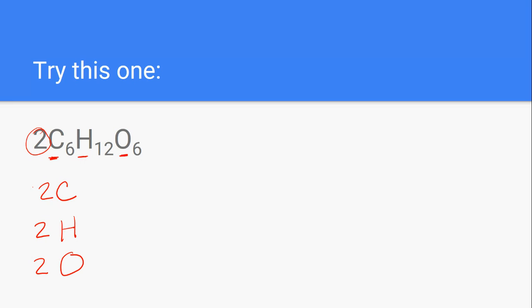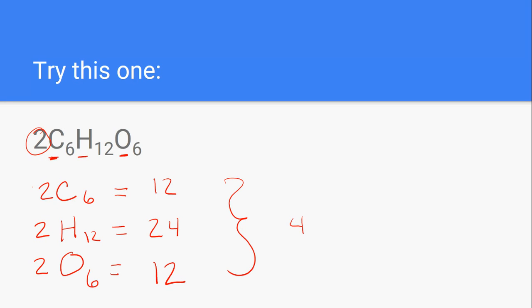Okay, so I have 2C. What is my subscript? I have a 6 for the carbon, I have 12 for the hydrogen, and I have another 6 for my oxygen. If I do my multiplication, I say 2 times 6 is 12, 2 times 12 is 24, and 2 times 6 is 12. So I add these all up, and I get 48 atoms. So I would get 48 total atoms in 2 molecules of glucose.